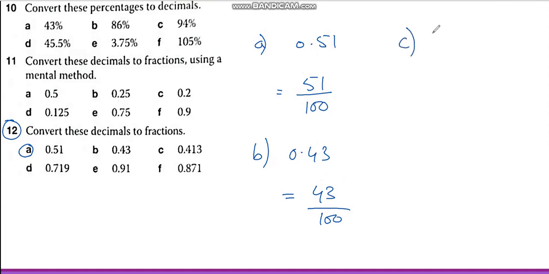If we do C part, it's 0.413, which means 0 and 413 thousandths. So we can write it as 413 over 1000. I'm leaving some parts for you. You can try them for your practice.